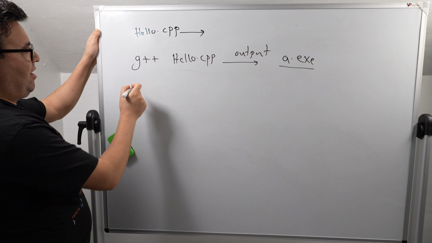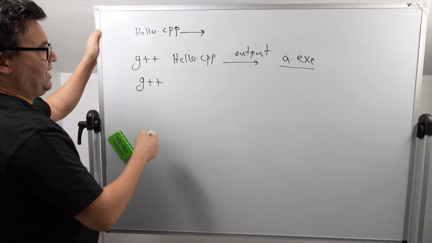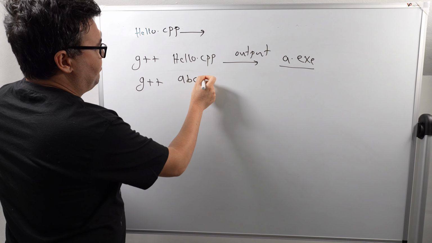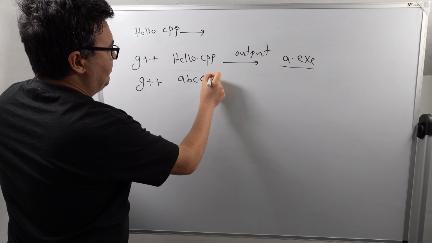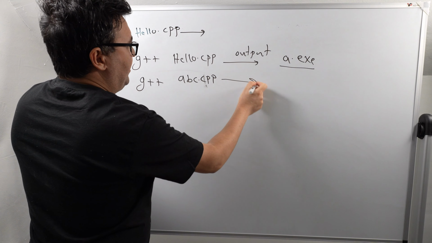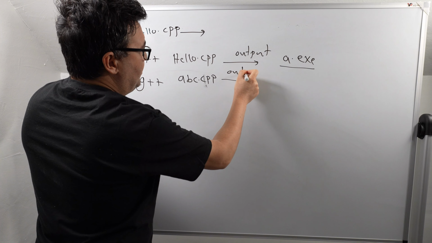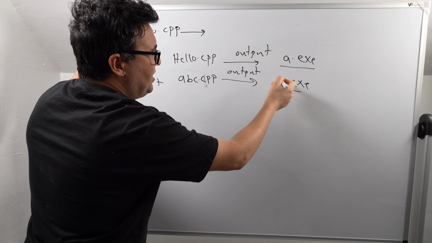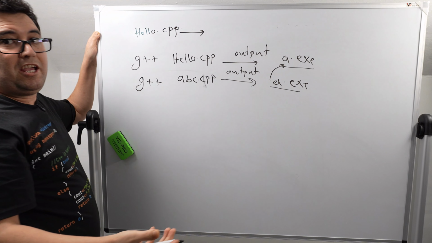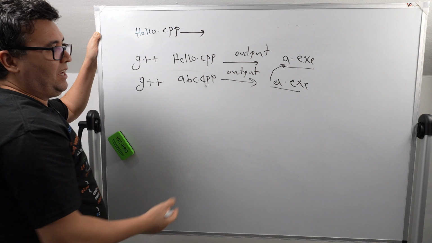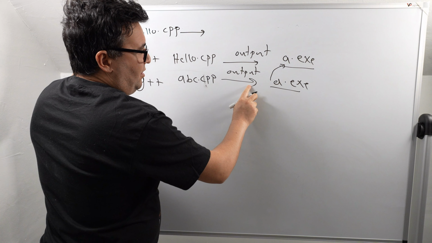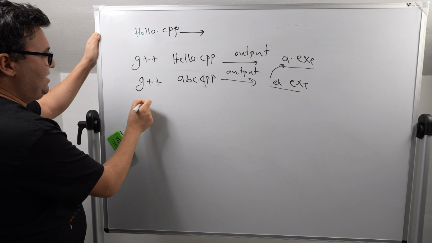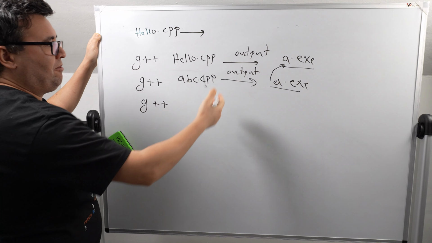If we have another program called abc.cpp in the same folder, and we compile it, the output is the same file, a.exe. And this a.exe will replace the previous file. That's the issue: if we have multiple files and compile them, the a.exe will replace the earlier one. So we use g++ to prevent that error.